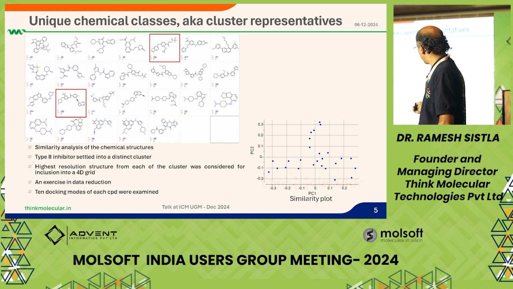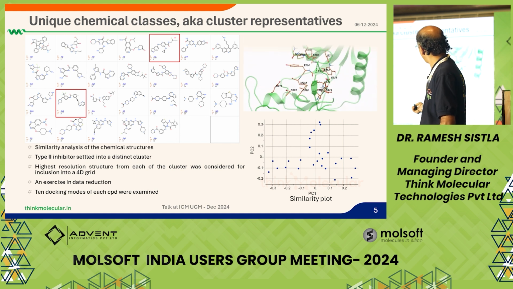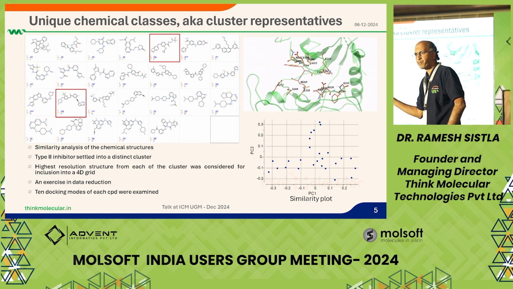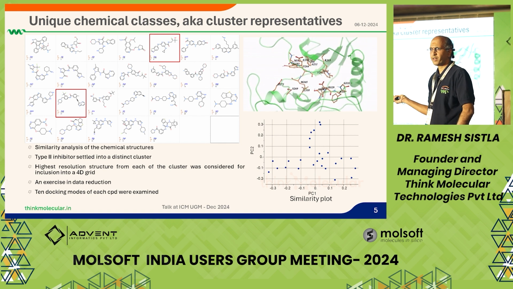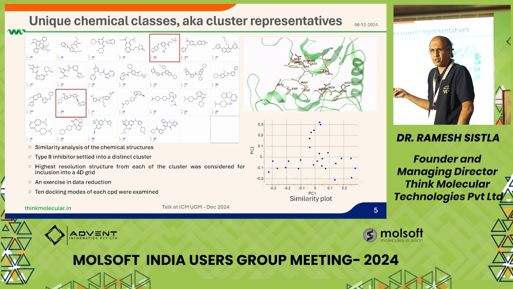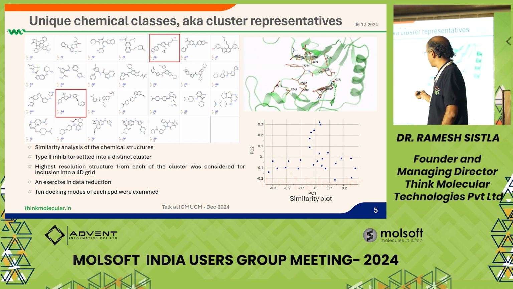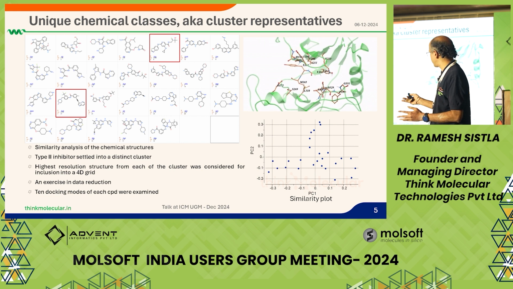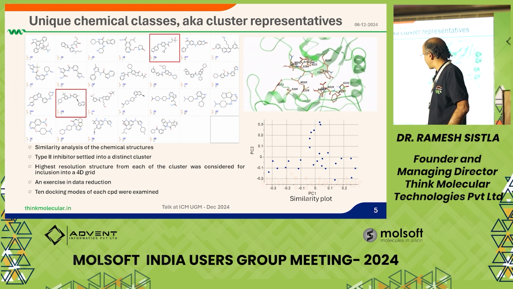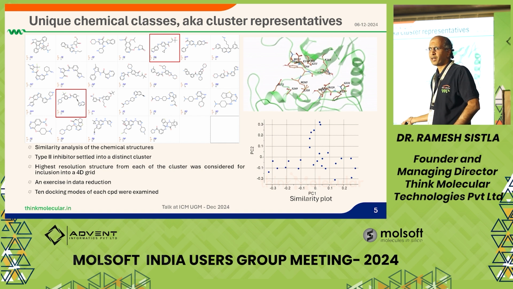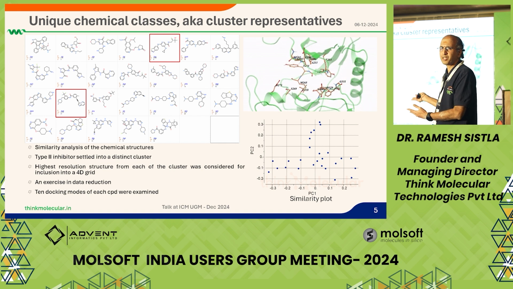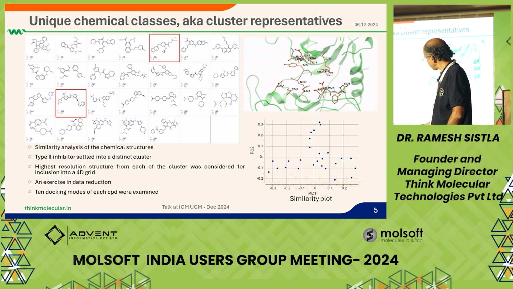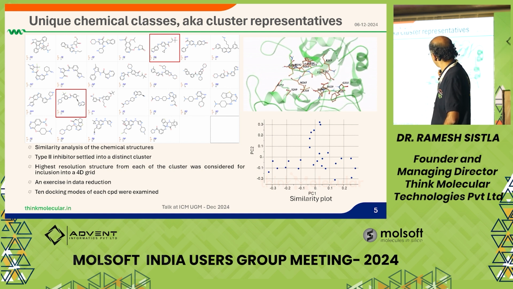So I constituted a 4D grid using all these 26 structures. From 59 we reduced to 26. Of course, we could probably reduce more, but it is an exercise in data reduction: how many fewer structures can you take to get this kind of thing. I am not saying this is the only way to do that; I am just showcasing one of the ways of doing the data reduction. And this is the 4D grid that you see.